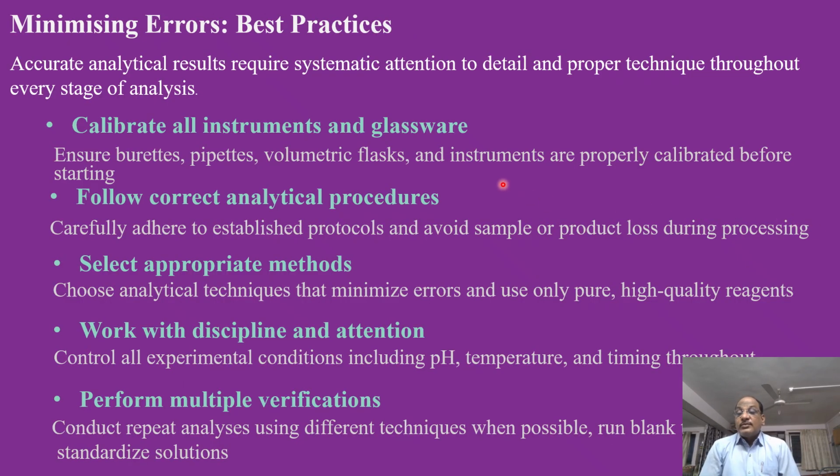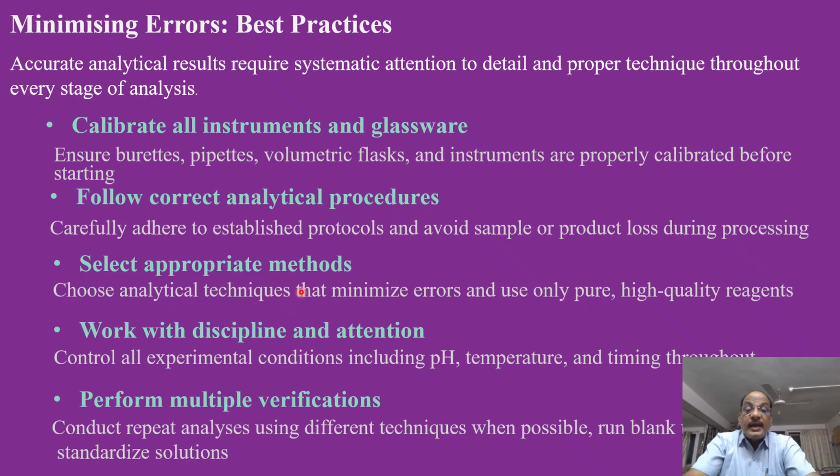Now, once we are doing some experiment, error must occur. So how do we minimize that error? It is best practice while doing the experiment. Accurate analytical results require systematic attention to detail and proper technique throughout every stage of analysis. In order to minimize the error, our first and important point is to calibrate all the instruments and glassware. As I have already told you in the previous slide, ensure that all the burettes and pipettes used in volumetric analysis are calibrated before starting the experiment. Whatever procedure is given in books, that procedure should be carefully adhered to as established protocol, and avoid sample or product loss during the process.